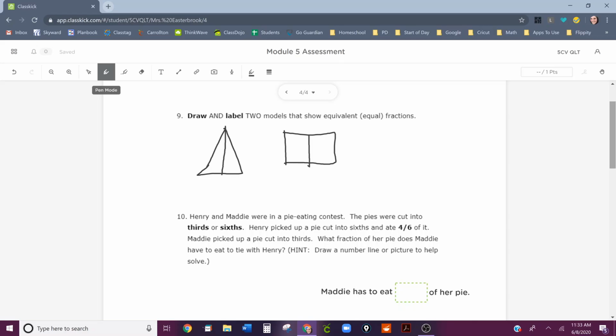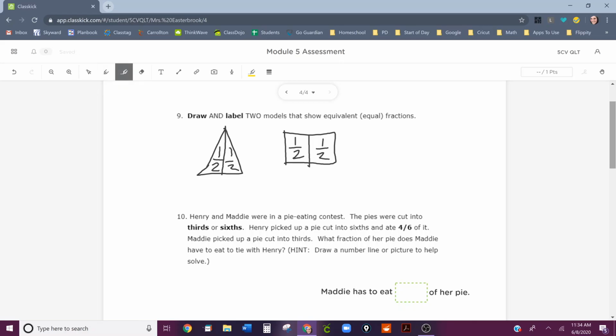Okay, so I drew my 2. Both of them are broken into 2 equal pieces, but now I need to label it. So this is 1 piece out of 2. This is 1 piece out of 2. This is 1 piece out of 2, and this is 1 piece out of 2. So each of them represents 1 half.